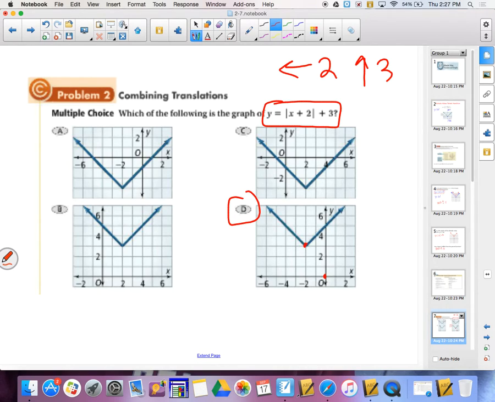That is my new vertex. Even if it's a positive, you still have to go to the left. I forgot. Positive left, negative right. Remember that? Backwards.